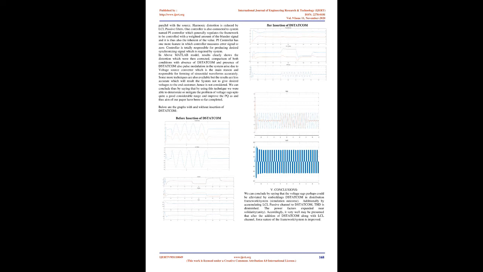LCL passive filters. LCL passive filters are one of the best at reducing harmonic distortion. To design it, equations C, D, and E are used. To design an efficient LCL passive filter, we need to ensure that the MATLAB simulation model, E results and discussions.